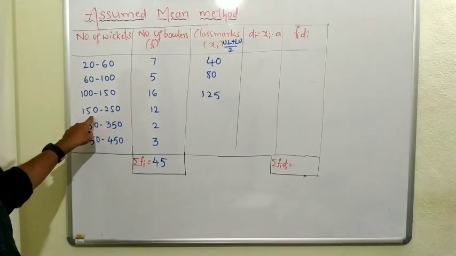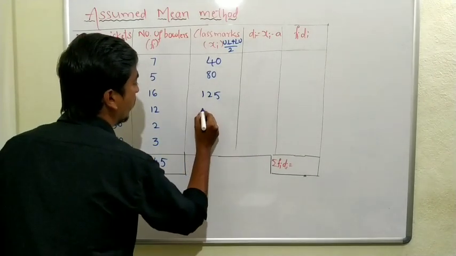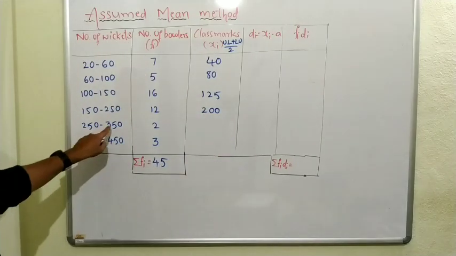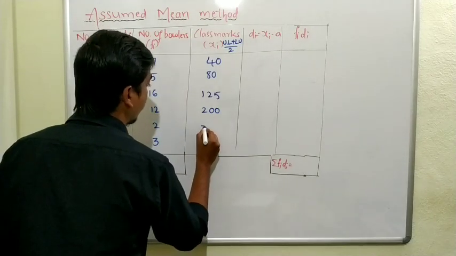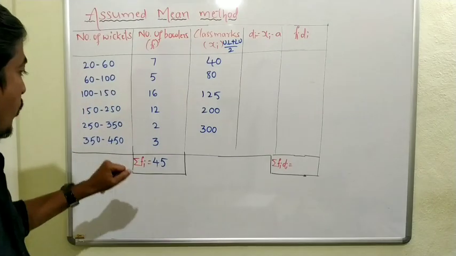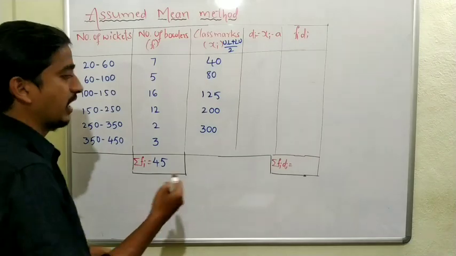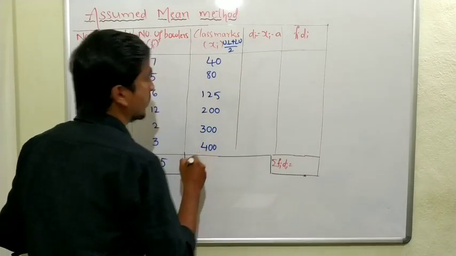Next interval, 150 plus 250, that is 400. 400 by 2 is 200. Next, 250 plus 350 is 600. 600 by 2 is 300. And the final class interval is 350 plus 450, that is 800. 800 by 2 is 400. So, class marks are finished.